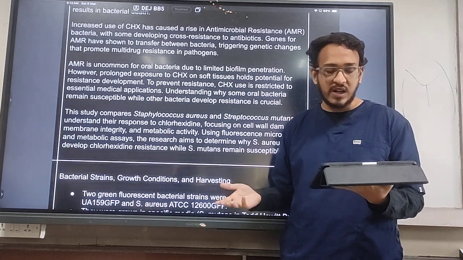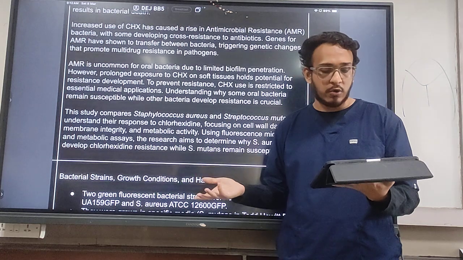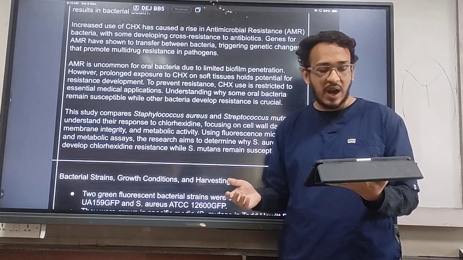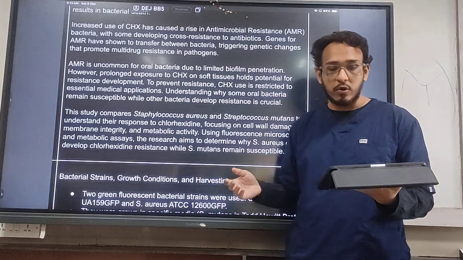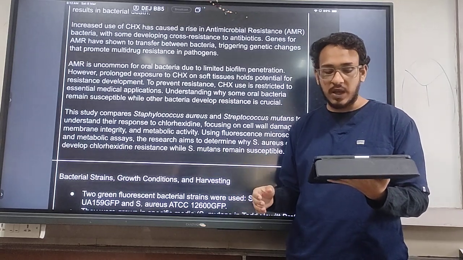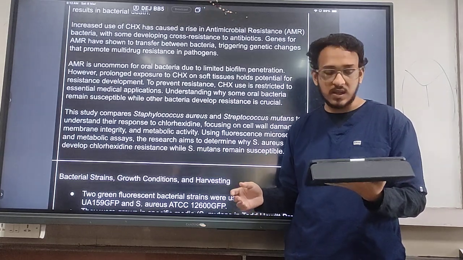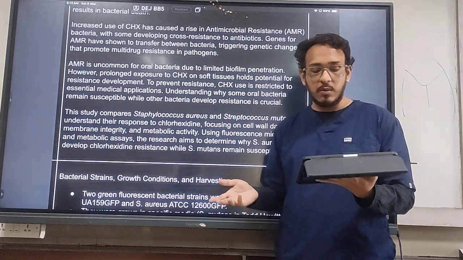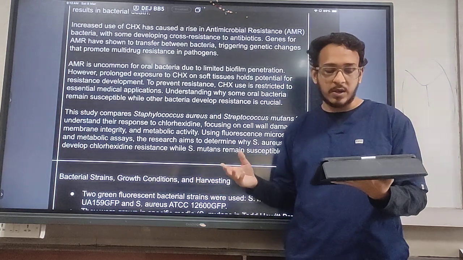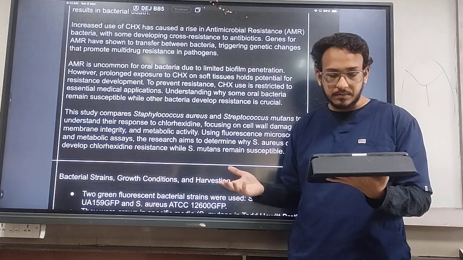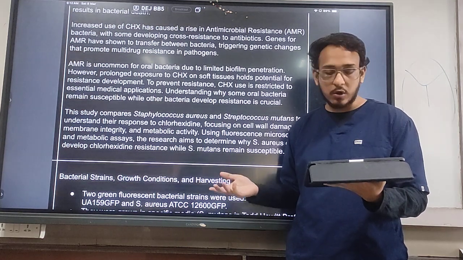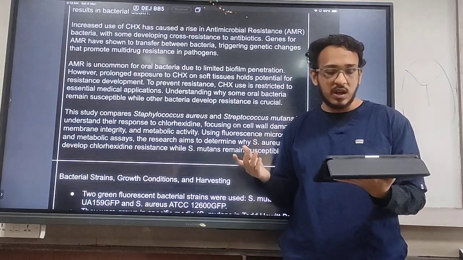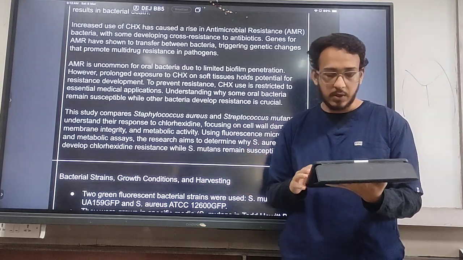Response to chlorhexidine was understood focusing on the cell wall damage, membrane integrity and metabolic activity. So they used fluorescence microscopy and metabolic assays. The research aims to determine why Streptococcus aureus can develop chlorhexidine resistance while mutans remain susceptible.